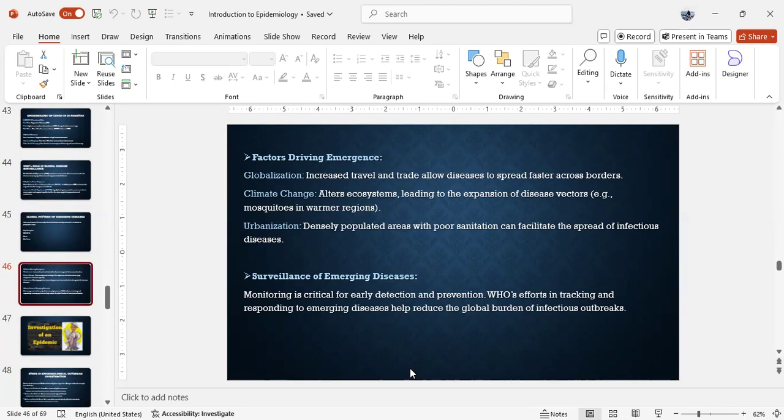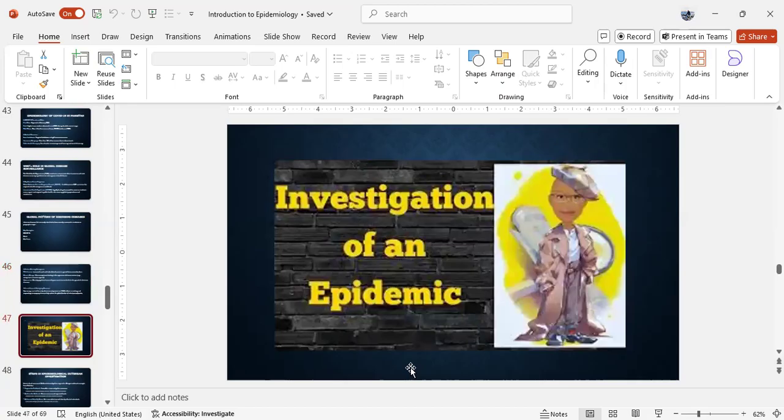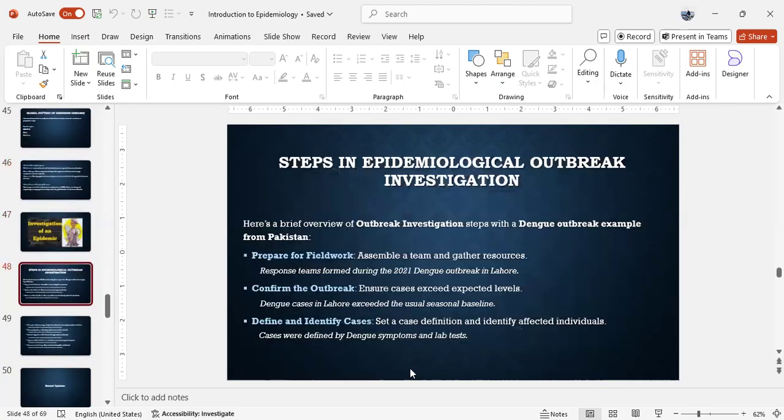Surveillance of emerging diseases. Monitoring is critical for early detection and prevention. WHO's efforts in tracking and responding to emerging diseases help reduce the global burden of infectious outbreaks. Investigations of an epidemic. Here is a brief overview of outbreak investigation steps with a dengue outbreak example from Pakistan. First of all, one needs to prepare for fieldwork, assemble a team and gather resources. This was done by the response team formed during the 2021 dengue outbreak in Lahore.